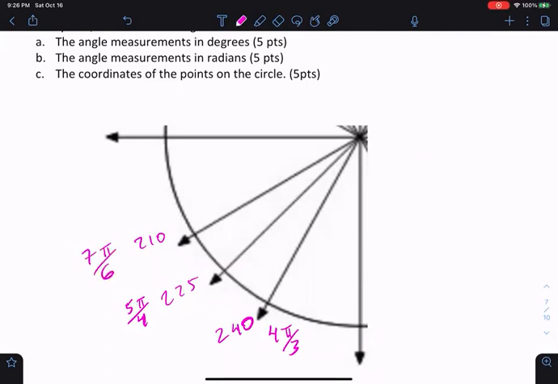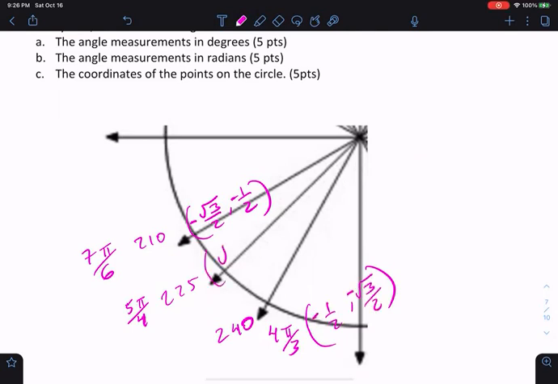Okay, so now we need to find the coordinates of that, right? So we know that pi/6 is the 30 degree angle. So this is going to be √3/2, 1/2, both negative, right? Then this is going to be the reverse, right? This is going to be 1/2, √3/2, both negative again. And this is √2/2, √2/2, and both negative. Done. That's it. That was the test.